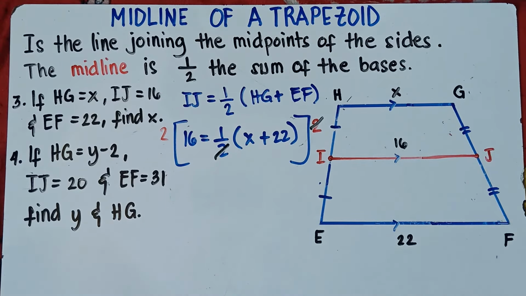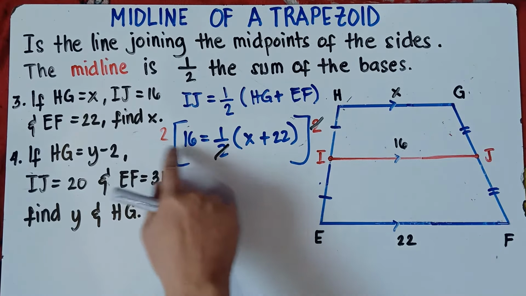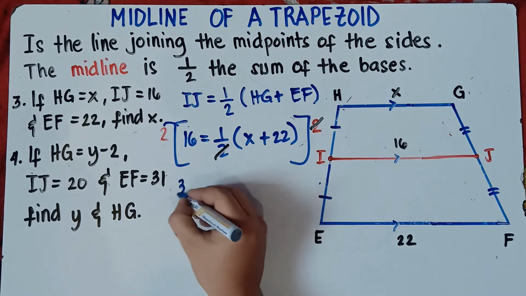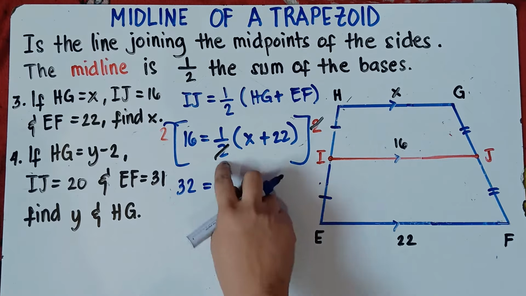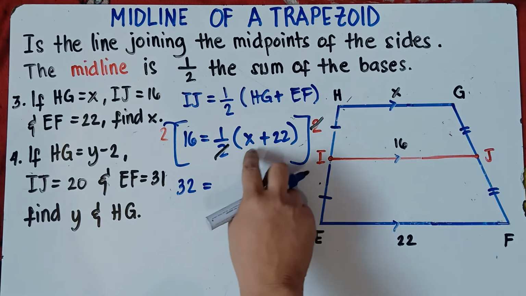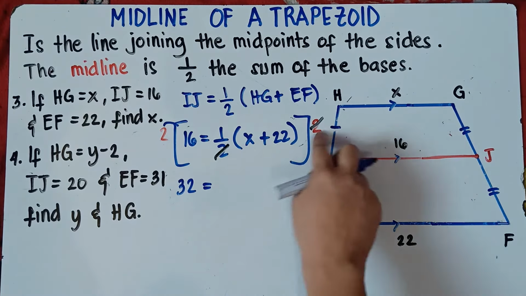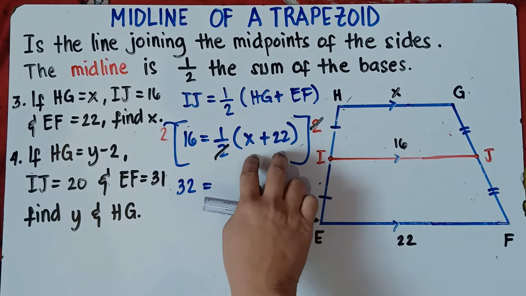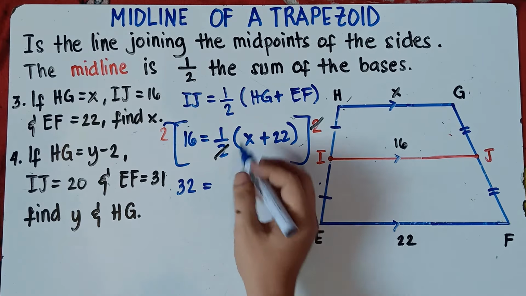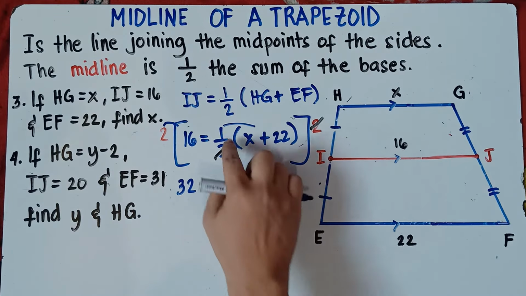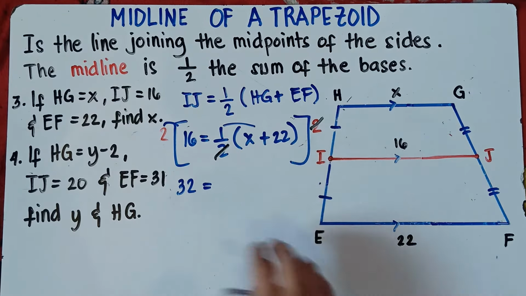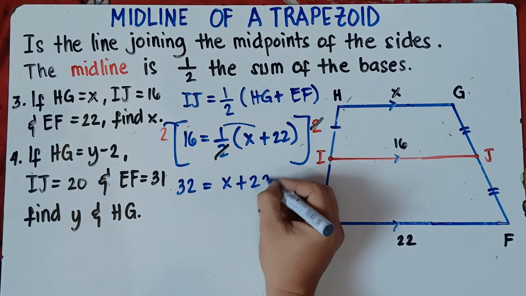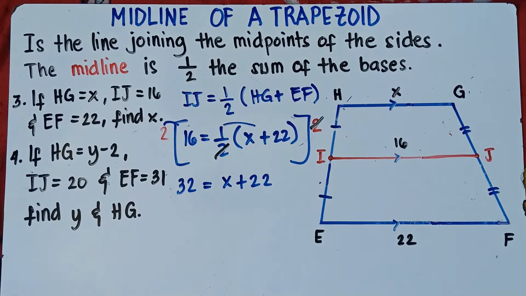Alright, and you will get the same answer, class. So 2 times 16, multiply this one, distributive property. 2 times 16 is 32, equals, since we already canceled 2, simply copy this one, class, because 1 times this equation, the answer is this equation. You can actually distribute 1 by this equation, but you will get the same answer. So simply copy this one: x plus 22. Alright, and we're almost done.